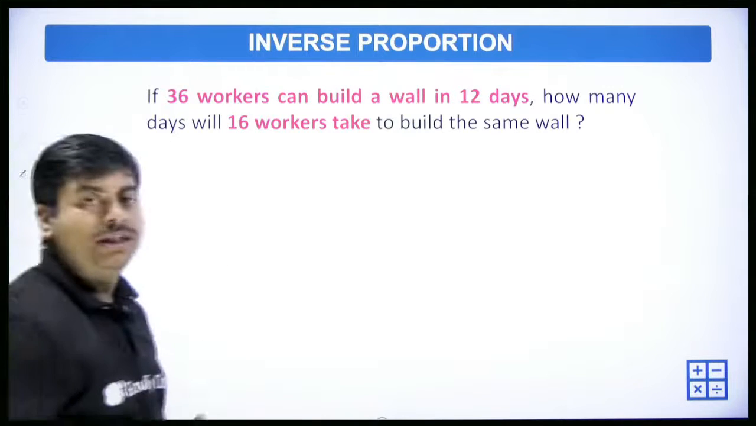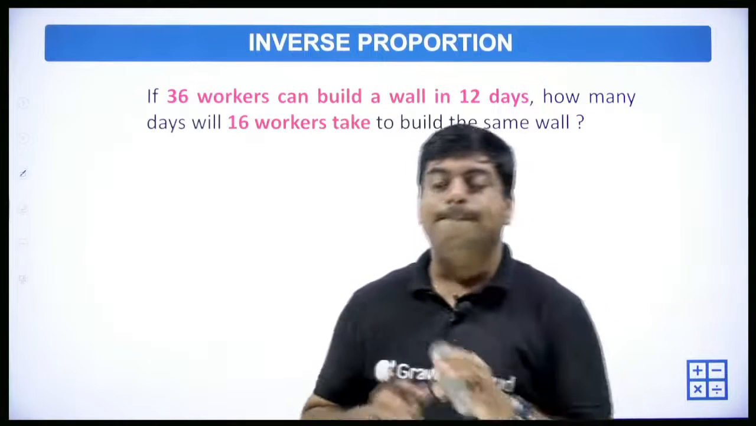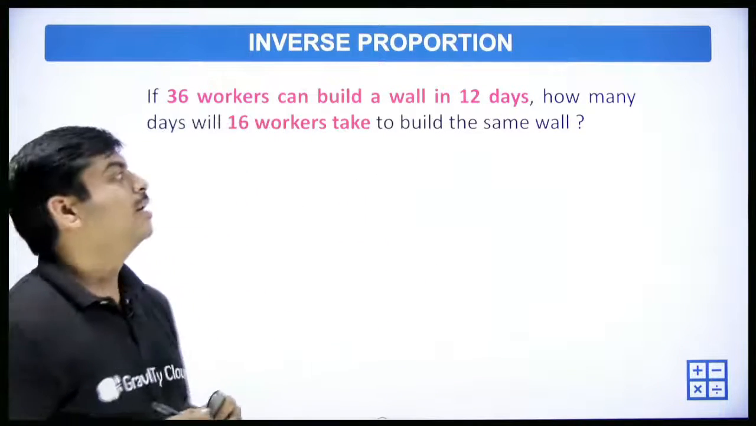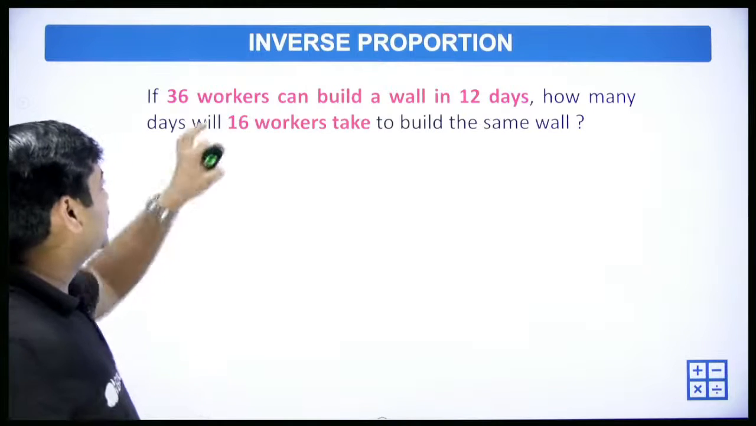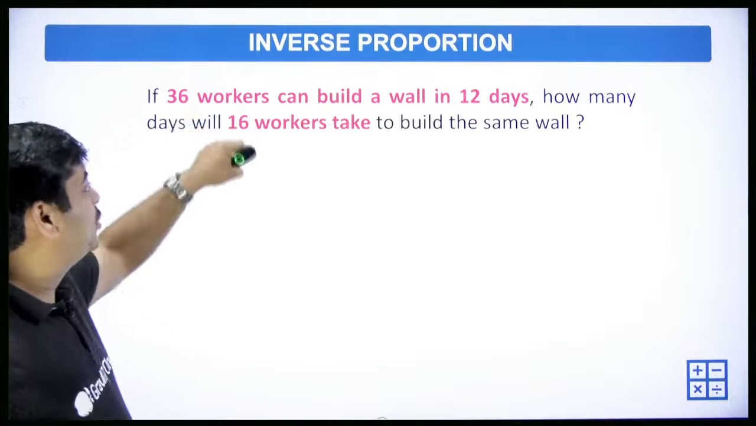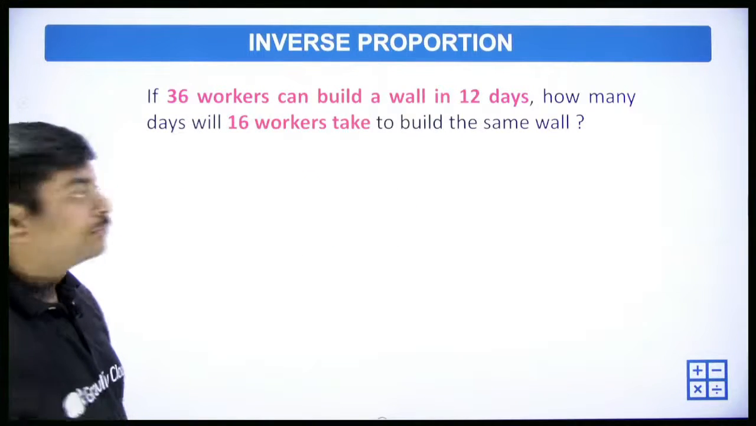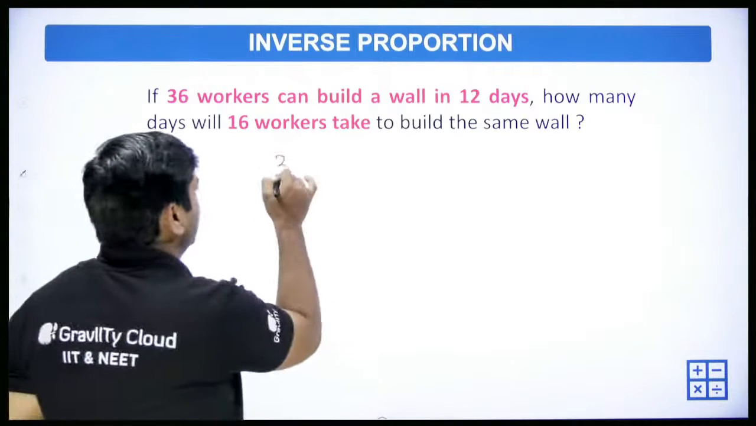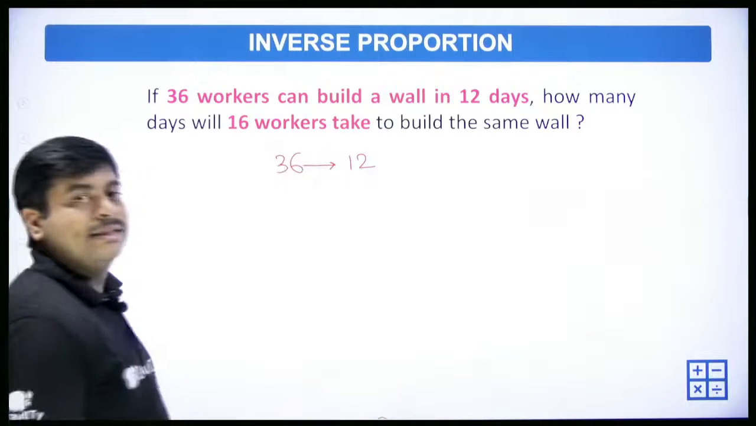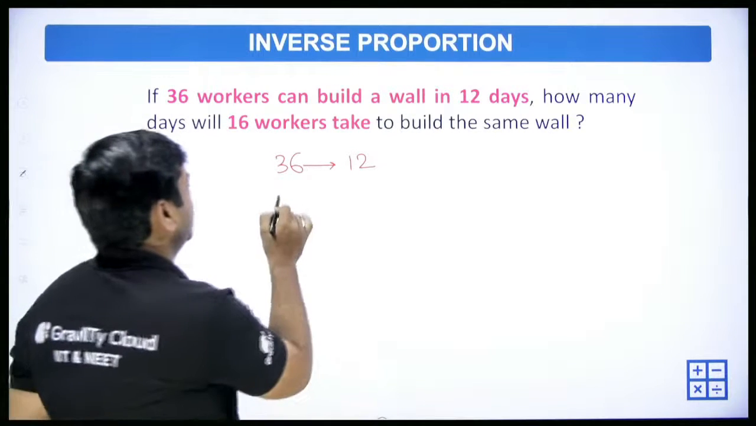Okay, so we have a question here. We have some applications. Let's try to understand inverse proportion based on these questions. What is the question? If 36 workers can build a wall in 12 days, how many days will 16 workers take to build the same wall? 36 workers are taking 12 days. How many days will 16 workers take?